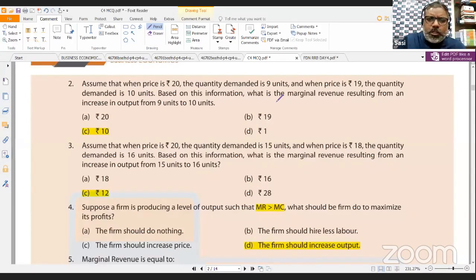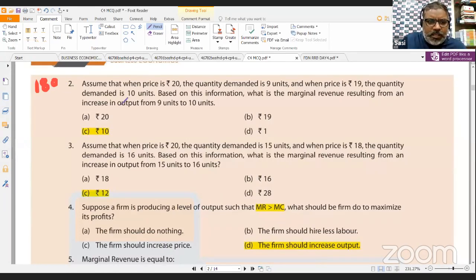Based on this information, what is the marginal revenue resulting from an increase in output from 9 units to 10 units? Marginal revenue is asking. For that, we need to first find out total revenue. When price is 20, quantity demanded 9 units means what is the total revenue? Price into quantity. 20 into 9, that is 180 rupees.